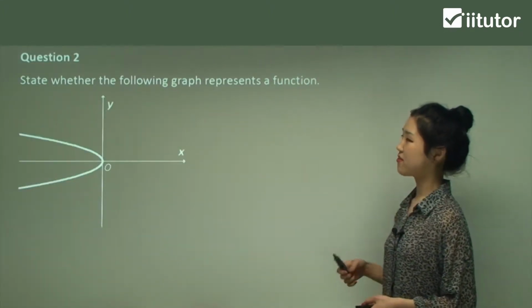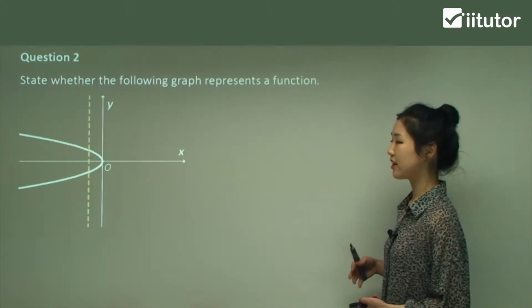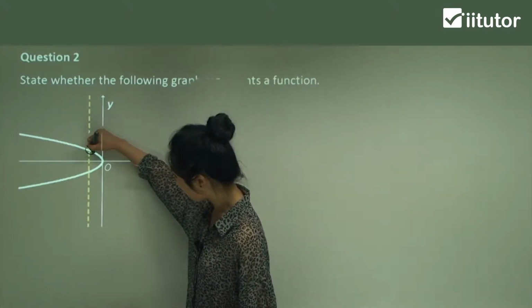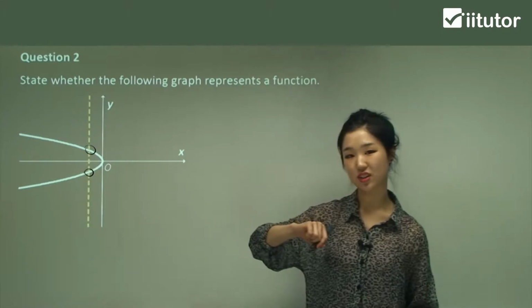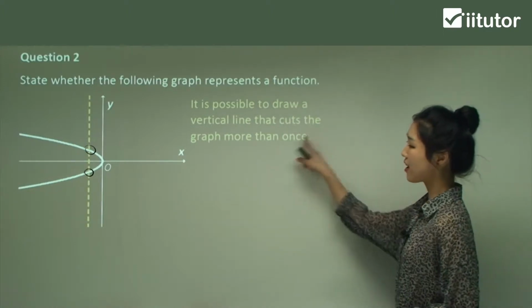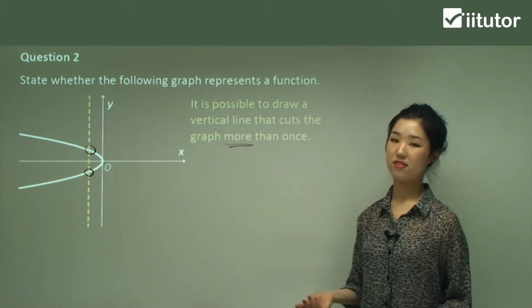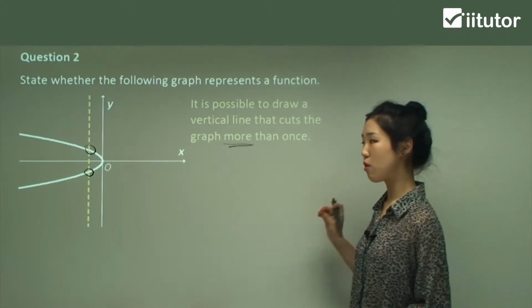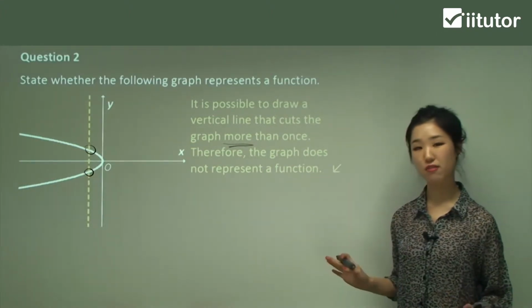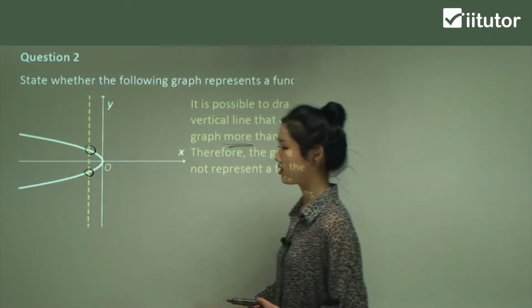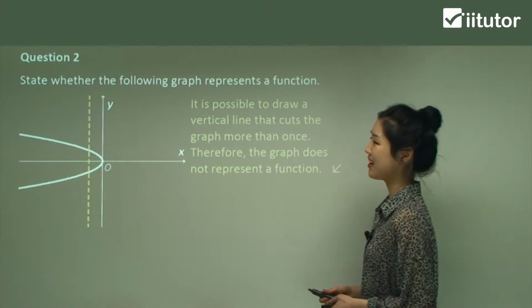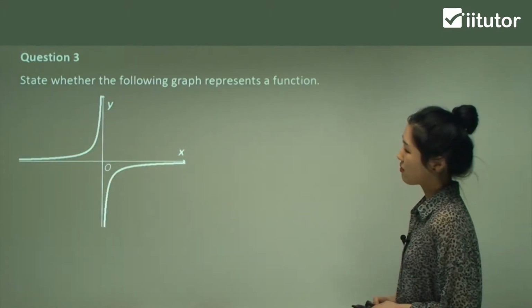So question 2, state whether the following graph represents a function. Simply draw a vertical line down the curve, and as soon as you draw just one vertical line, you can see that this vertical line has 2 points of intersection. I drew a vertical line that cuts the graph more than once. Now we don't want the line to touch it more than once. We only need it to touch once. So therefore this graph does not represent a function. It's not a function because the vertical line test is not succeeded. Okay, there's more than one point of intersection. That's why.